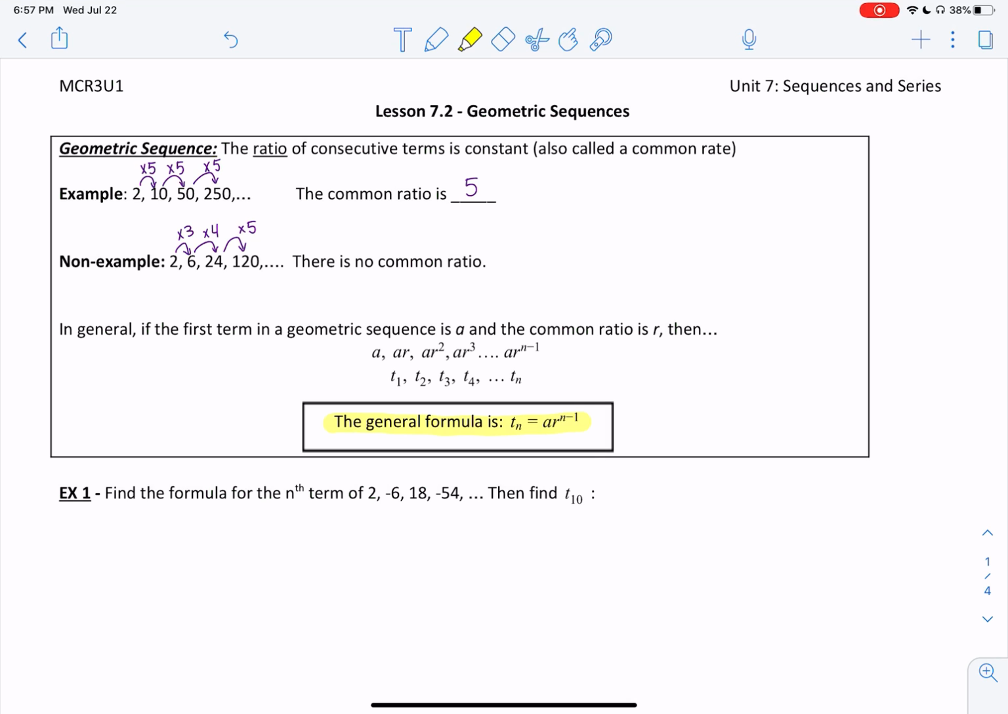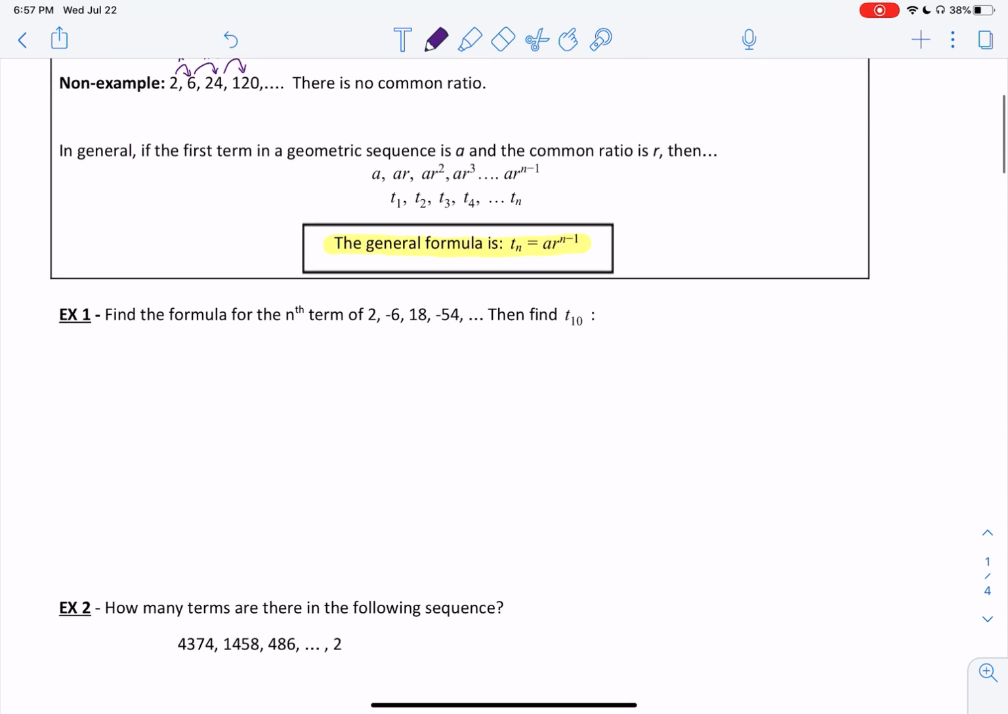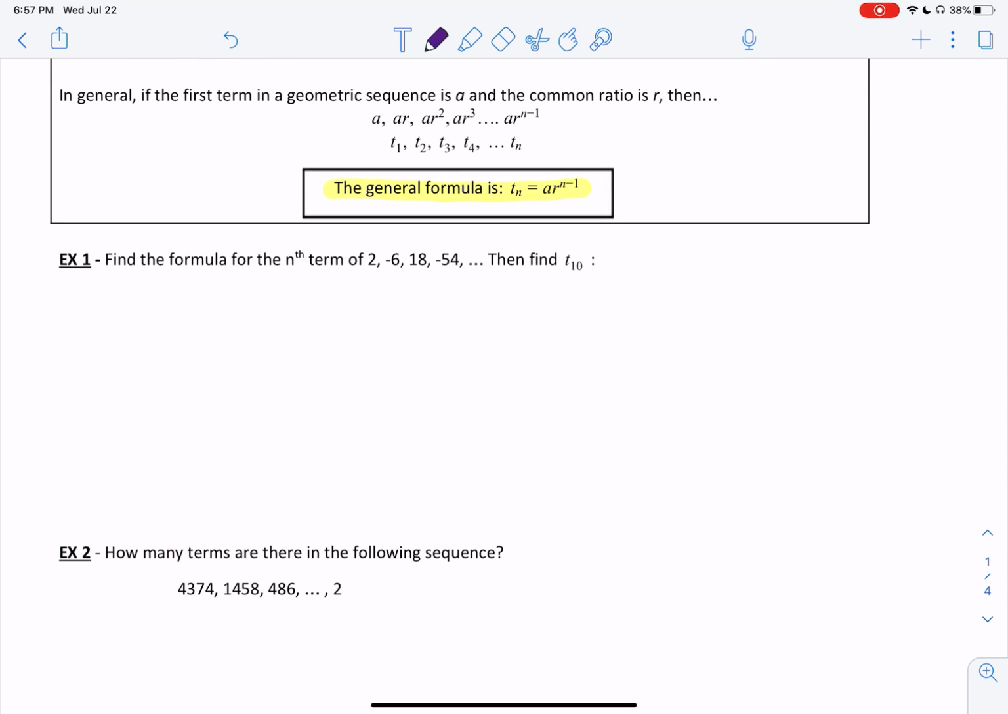So now let's use this in a few examples. So for example 1, we're going to first find the formula for the nth term of 2, negative 6, 18, negative 54. Then we'll find T10 or the 10th term. So to start, let's find that common ratio.